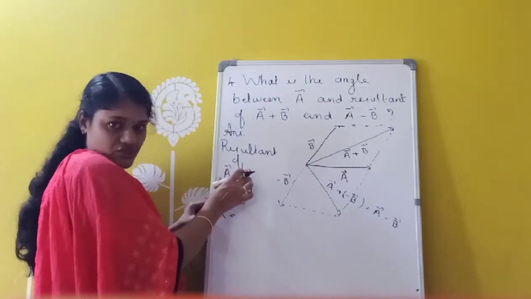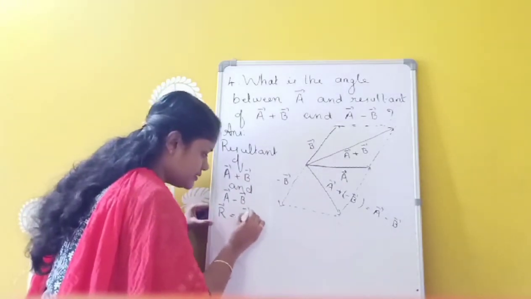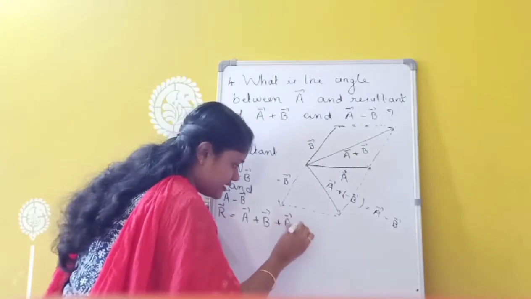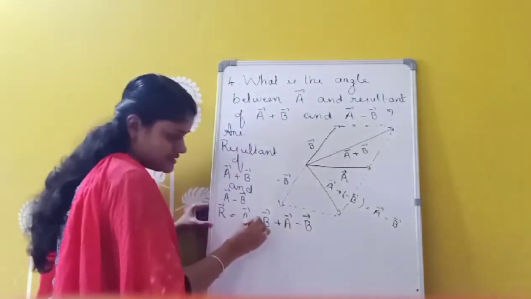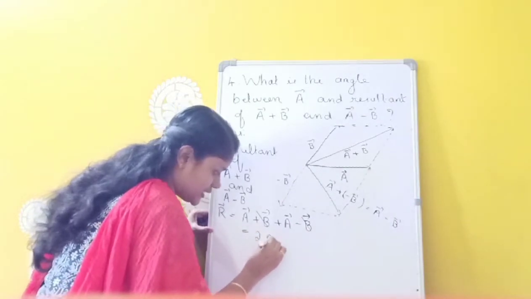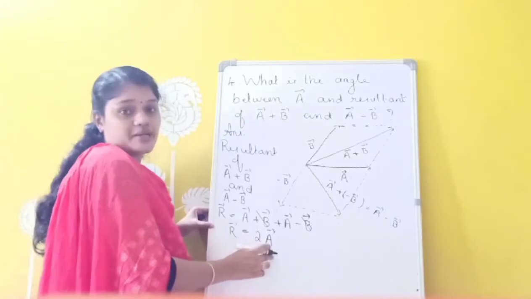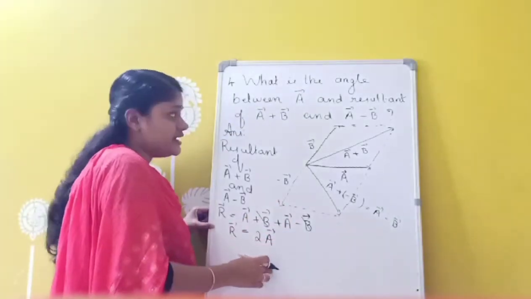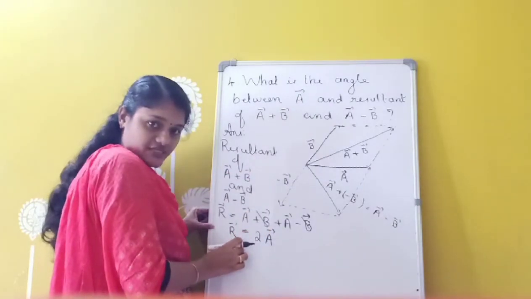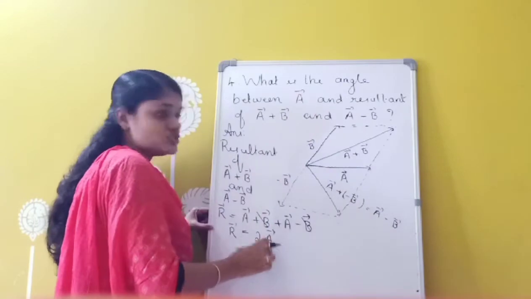So how will you find the resultant of these two vectors? We can just add these vectors. That means vector A plus B plus vector A minus B. Plus B and minus B are cancelling, so we are now getting 2 vector A. So the resultant vector is equivalent to 2 times vector A. Now we have to find the angle between which things? Vector A and this resultant vector, that means 2 vector A.